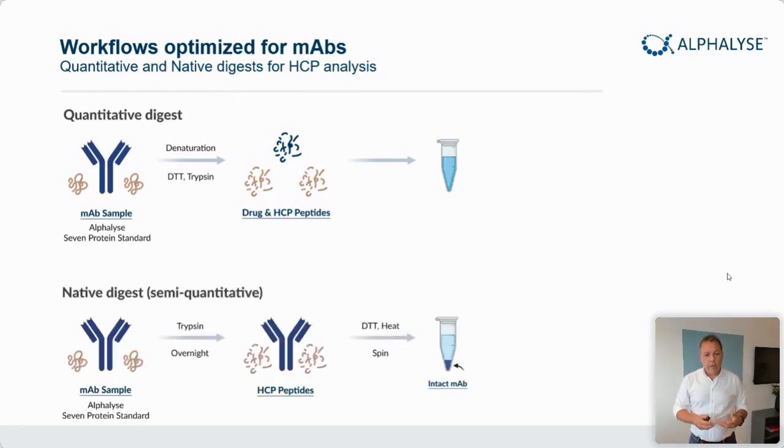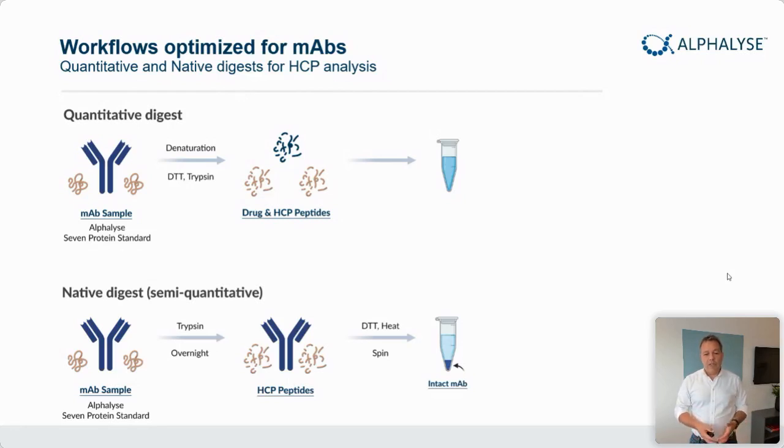The second way of doing this we call native digest. It's a digest where we don't do the reduction and alkylation. So we do the trypsin digestion directly on the sample, and by doing that, we mainly digest the host cell proteins and not so much the antibody itself. Then we can use a lot more material, and we can remove most of the antibodies before we load it onto the mass spec instrument, thereby increasing the sensitivity.